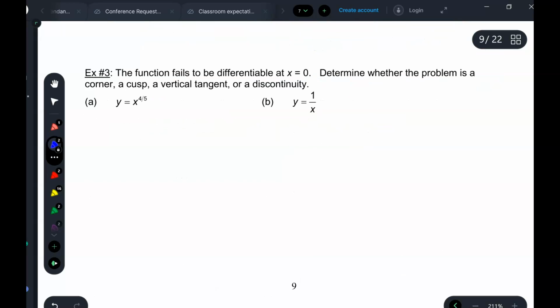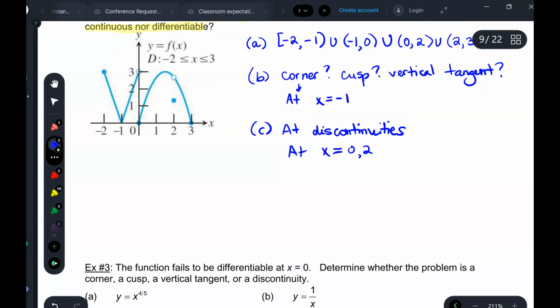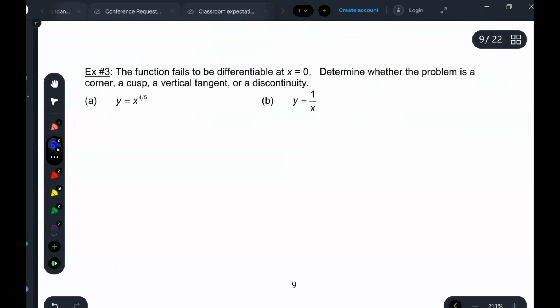So when you say at x equals 2, is that like referring to going stop at it? I'm looking for discontinuities for part C. That's what I'm looking for. Okay, the function fails to be differentiable at x equals 0. Determine whether the problem is a corner, a cusp, a vertical tangent, or a discontinuity.